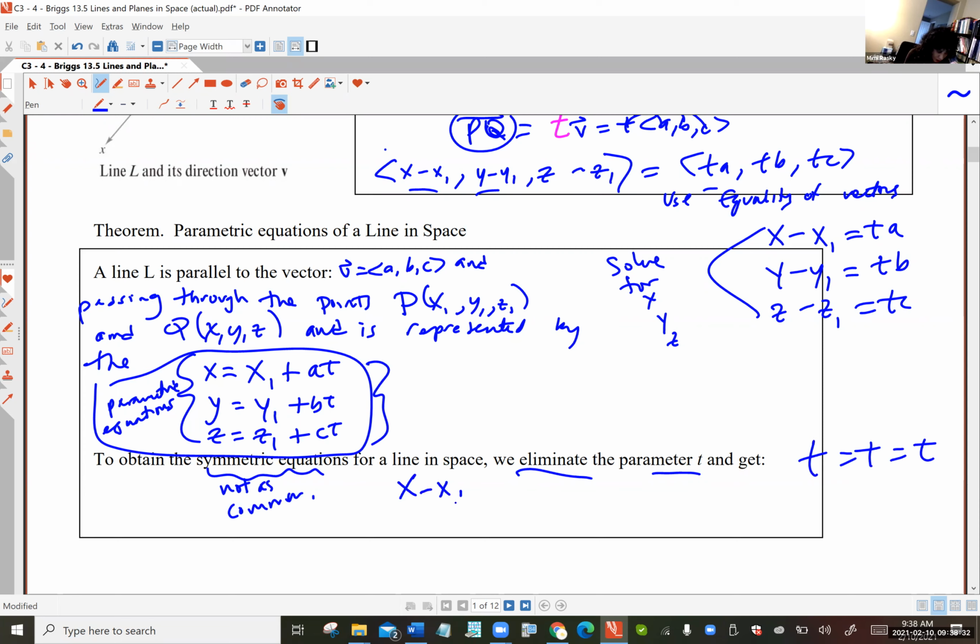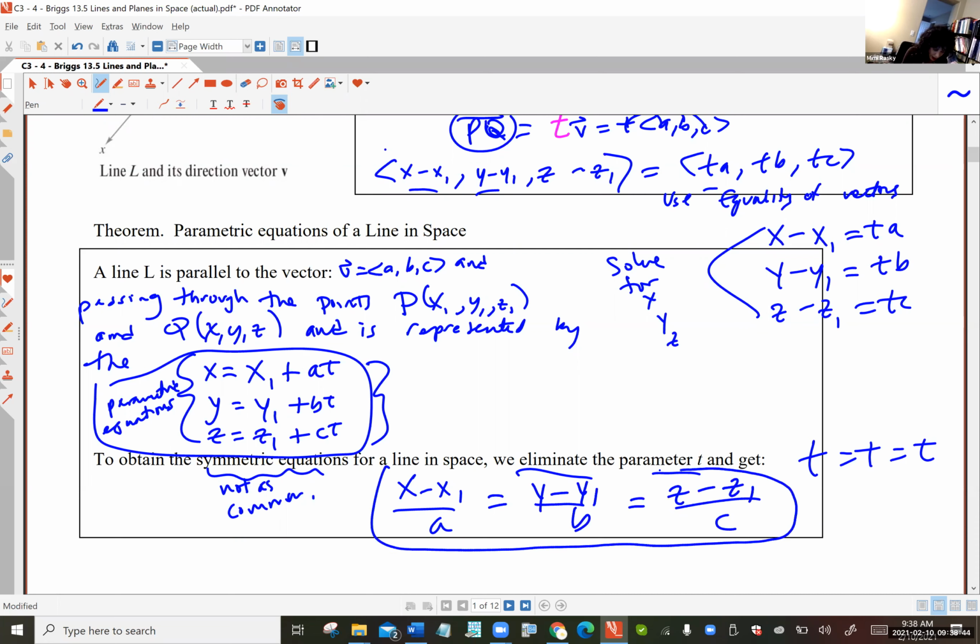You get (x minus x1) divided by a, which represents the parameter t, equal to (y minus y1) over b, which better be equal to (z minus z1) over c. So this big old compound equation, I know it's pretty gross looking, is known as the symmetric equations for a line in space. Now, folks, I don't like this version of describing a line in space. I hate it, as a matter of fact. In fact, it's inferior to parametric.